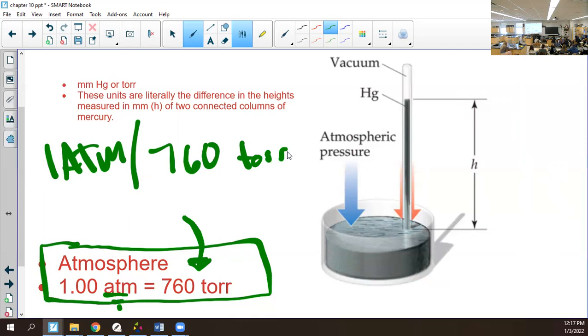The reason we want it in ATM is because PV = nRT has an R in it, which is a constant, and that constant will be given to you with ATM as part of it. It's kind of confusing, but just remember, given torr, take that number and divide it by 760, and that will give you ATM every time.